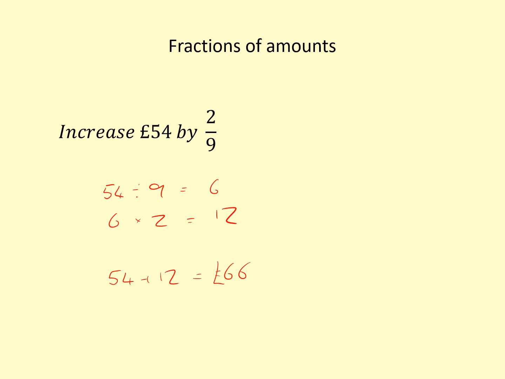So steps remain the same. Step 1, divide by the bottom. So 54 divided by 9. Step 2 was multiply the value by the top, so we had the 6. So 6 times 2 gets us 12. And then the extra step we've done, in addition to what we did previously, is we're adding that on because we're increasing it by that fraction. So 54 add on the 12 got us the £66.